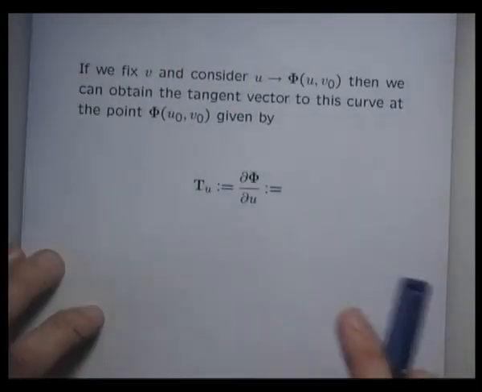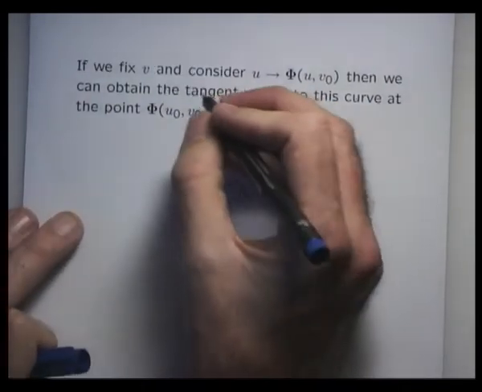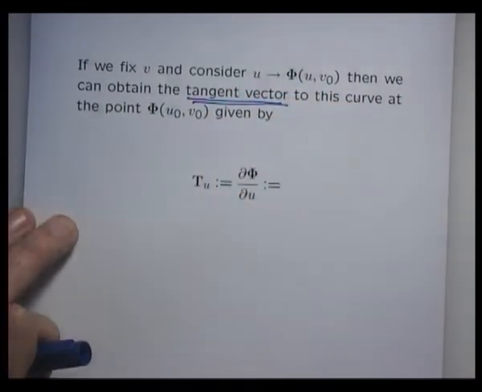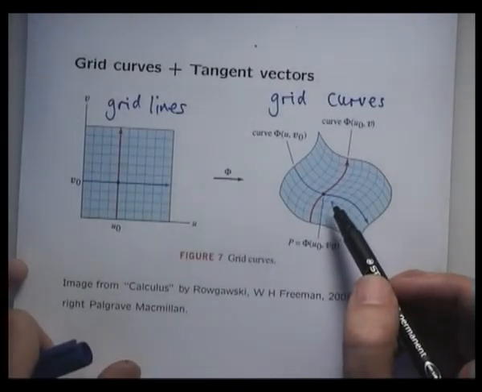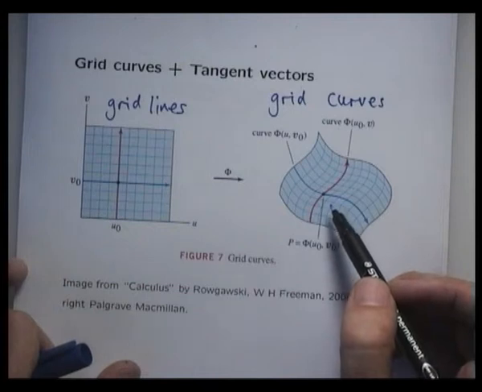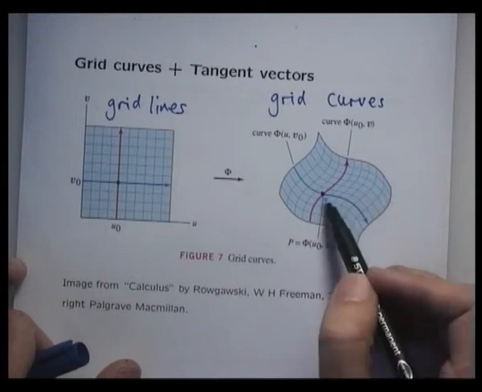Now if we do that, we get a map, and we can obtain a tangent vector to the curve. Okay? So what we're doing here, we've got two curves, and we're going to use partial derivatives to formulate a tangent vector to each curve at this point P. Okay?